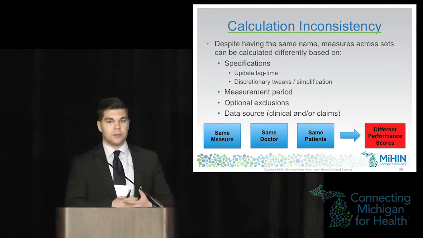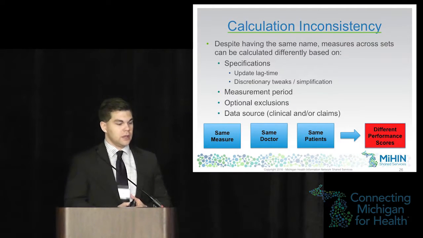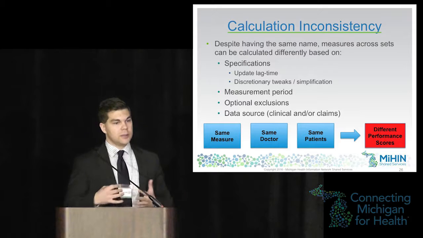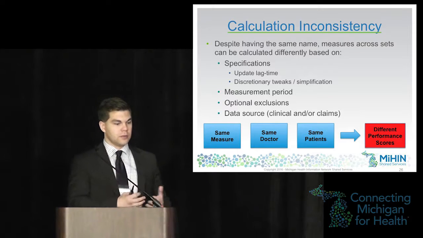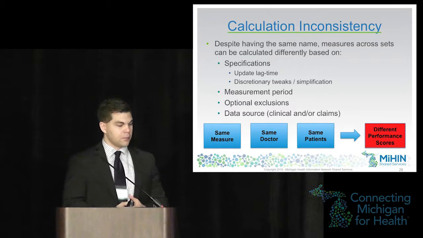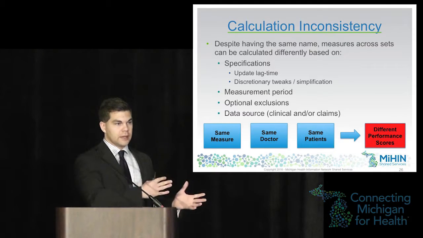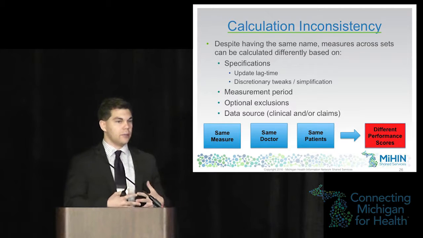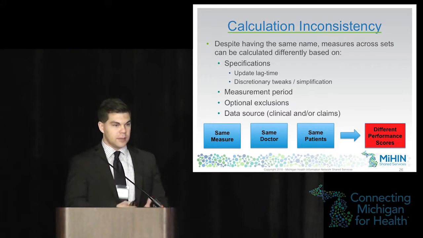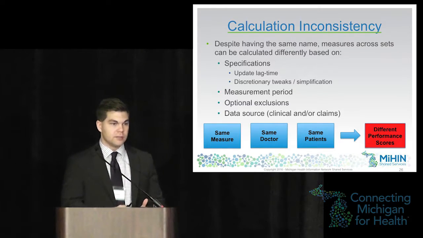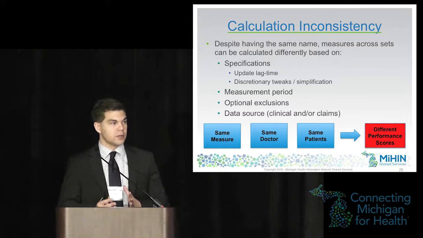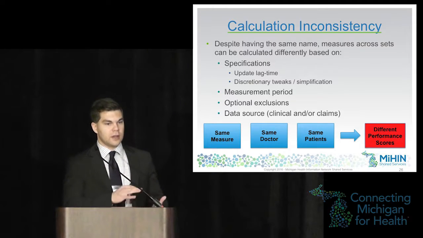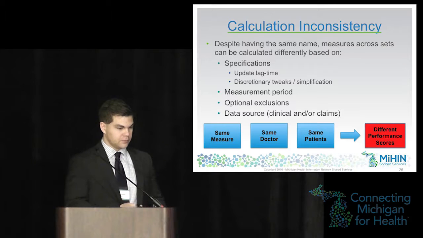Measurement periods can also be misaligned or different. Sometimes exclusions are optional. Some people take them out. Some people decide to leave them in. And of course, the big one is data source. Are you calculating this measure from clinical only, claims only, or a hybrid of the two? So this can lead to an uncomfortable scenario where you have the same measure name, the same doctor, the same pool of patients, but you actually have different performance results. So let's keep that in mind as we talk about alignment of measures.